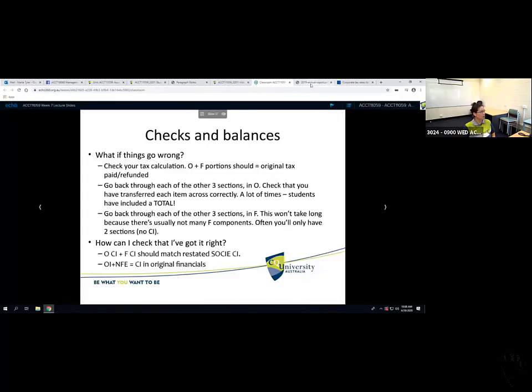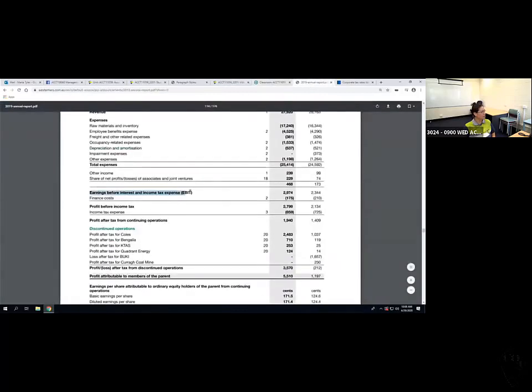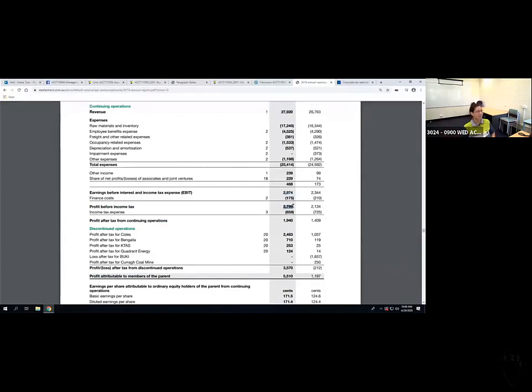If you go through Wesfarmers income statement, there's like, here's a total, earnings before interest and tax, that's a total. Here's another total, profit before income tax. Here's another total. Here's another total, and here's another total. So there's all these totals. So it's very easy to accidentally transfer a total across and restate it. We don't want you to do that because it's not right. You do not split your totals into O and F. You're splitting items into O and F, but you need to know what is a total so that you don't get it wrong when you're restating.